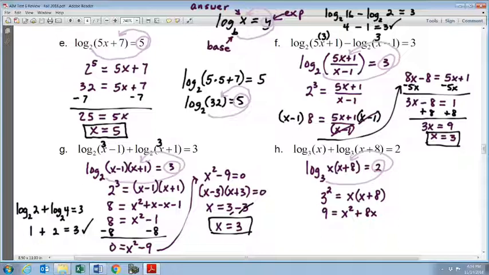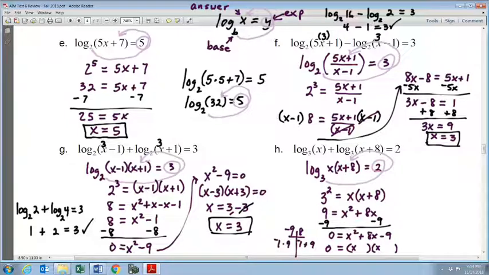And since this is quadratic, let's subtract 9 on both sides. We get 0 equals x squared plus 8x minus 9. So let's go ahead and factor. We need two numbers that multiply to negative 9 and add up to 8. Well, they need to be opposites. 1 times 9 is what's going to work here.